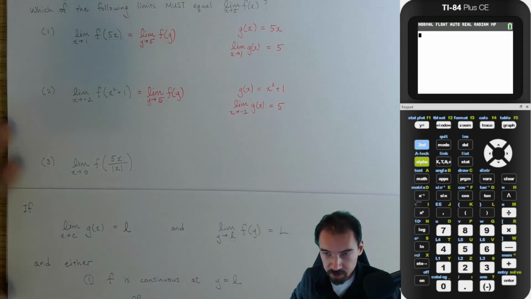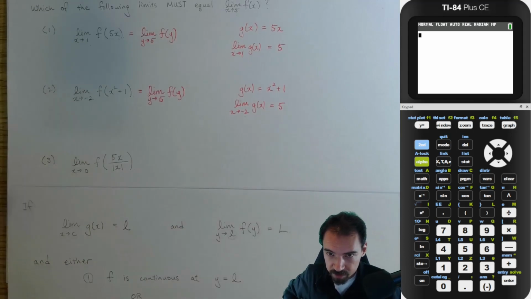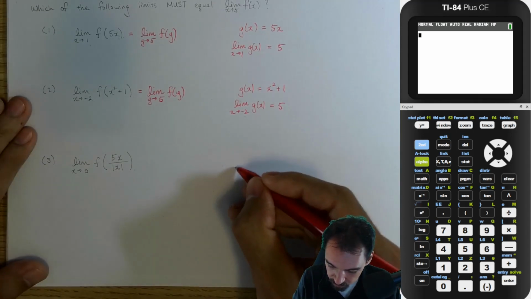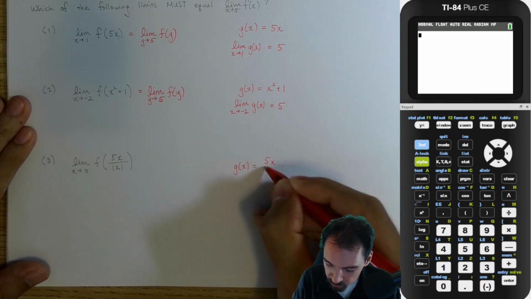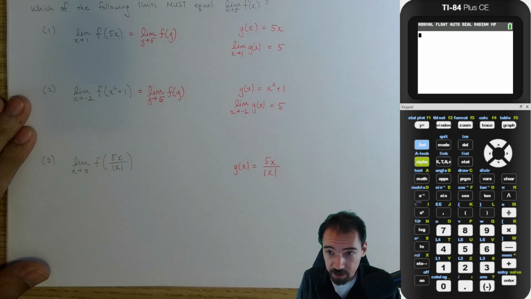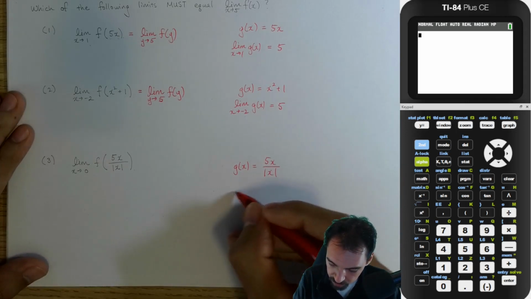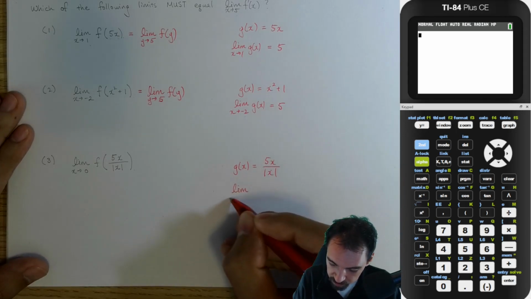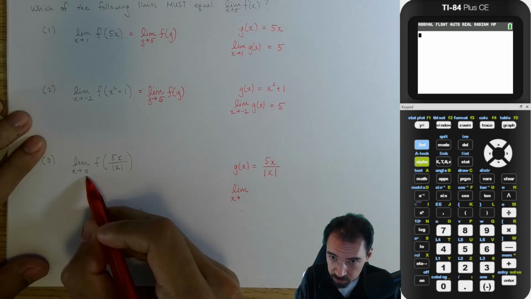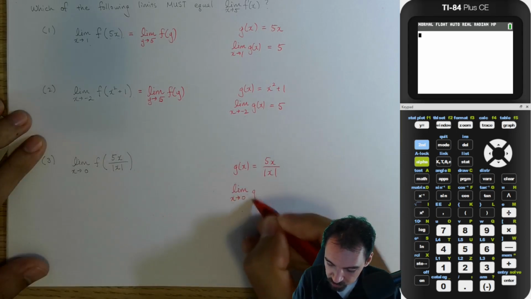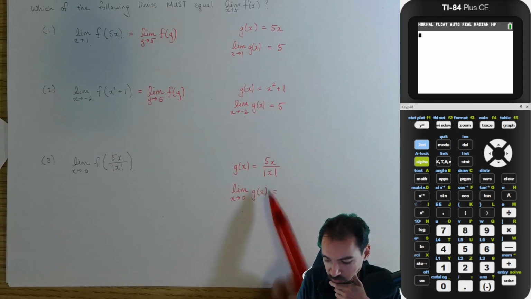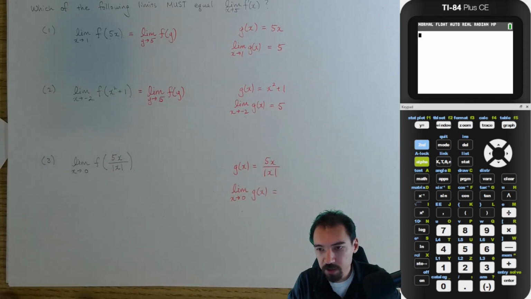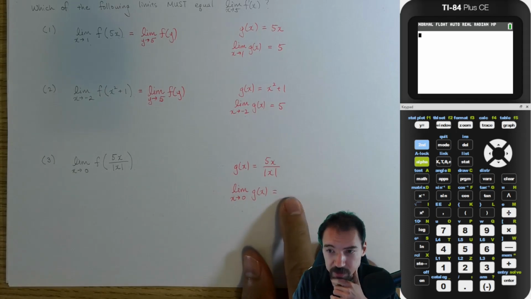So we go here and we say, okay, what is g of x? G of x is this interior function. G of x equals 5x over absolute value x. Now, I would like to take the limit as x approaches 0 of g of x to see what occurs. It turns out this limit does not exist.